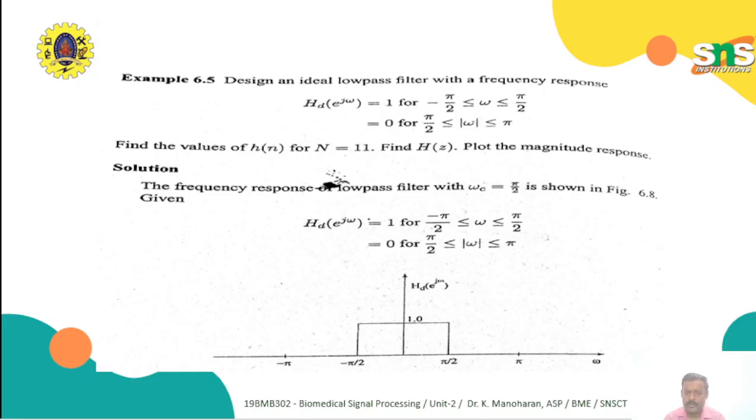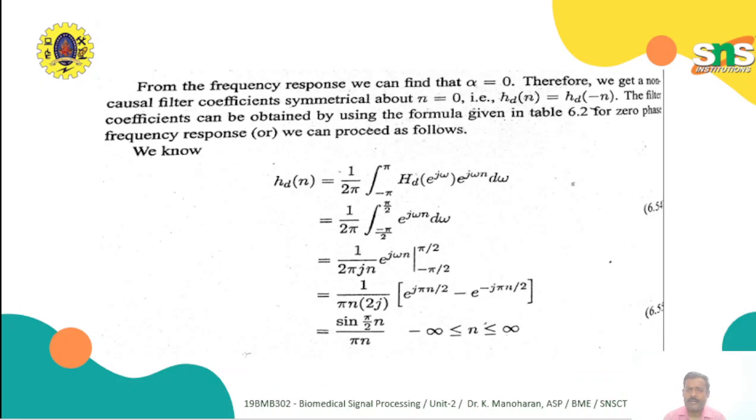So we need to integrate only for the range from −π/2 to +π/2, where H(e^jω) is equal to 1. So I am taking the formula h(n) equal to 1/2π times the integral from −π to +π of H(e^jω) e^jωn dω. We know the range and H(e^jω), so just substitute it: 1/2π times the integral from −π/2 to +π/2, because in the remaining ranges the value will be 0, and H(e^jω) equal to 1. So 1 into anything will be that value.